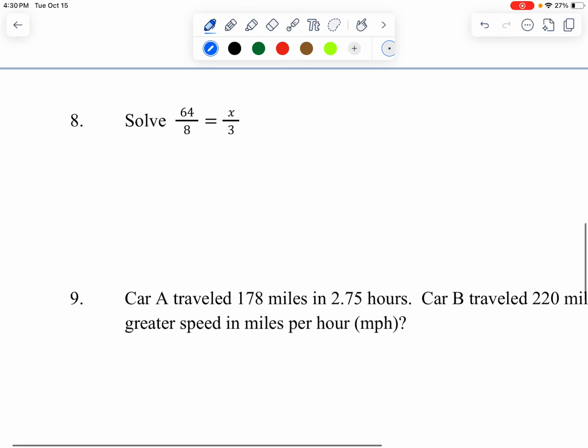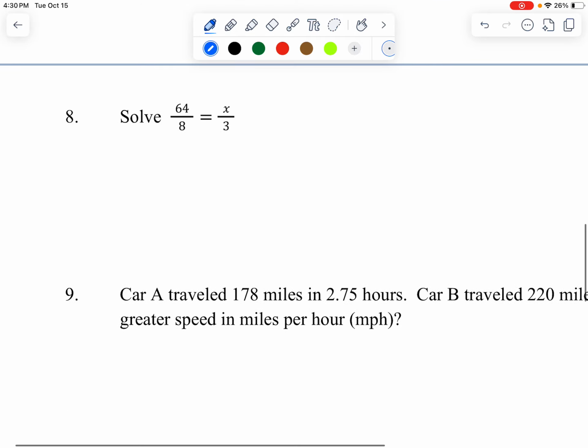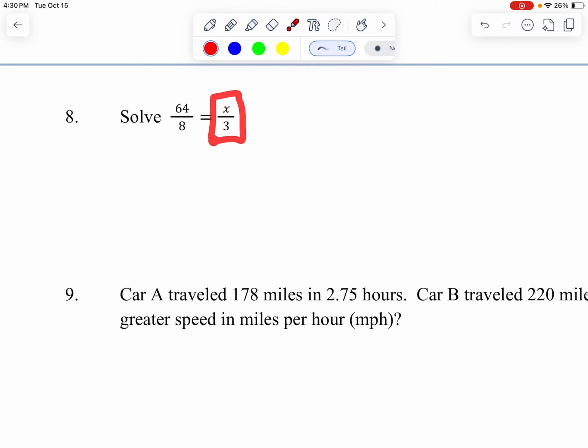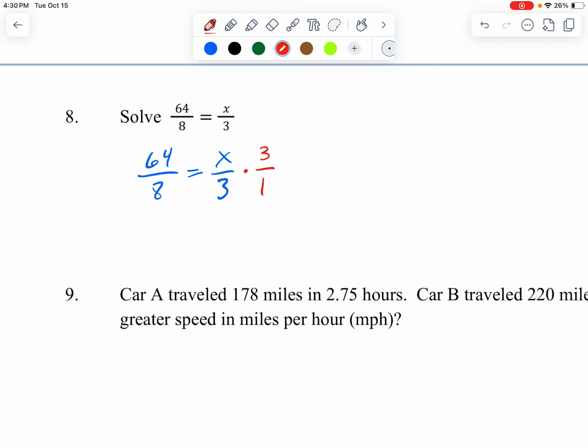Number 8, we have a proportion. And so I've got x over 3. I want to get x by itself. So doing the inverse operation, we are just going to multiply both sides by 3. So let me just rewrite this so it's easier to show my work here. So I'm undoing this division by multiplying by 3, and that's really like 3 over 1. Okay, that always helps me when I'm multiplying fractions, and remember, we multiply them straight across.